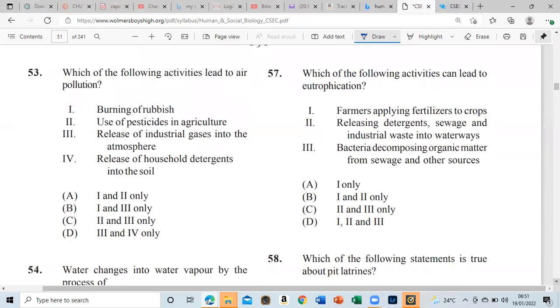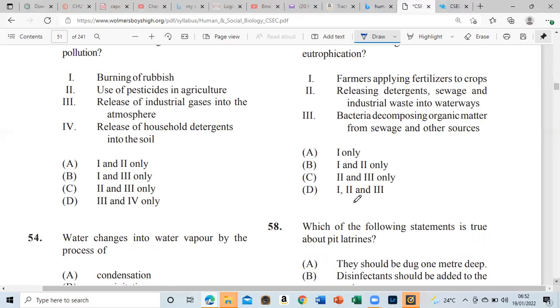Which of the following activities lead to air pollution? Burning of rubbish, use of pesticide in agriculture, release of industrial gases into the atmosphere, or the release of ozone detergent into the soil? I'm going to go with 1, burning of rubbish. Nobody should be doing that. That is rubbish. And 3, release of industrial gases into the atmosphere. So I'm going to go with B.